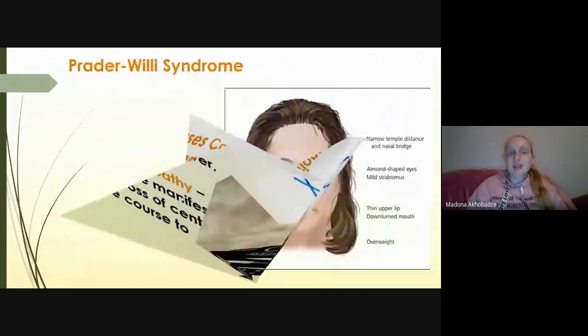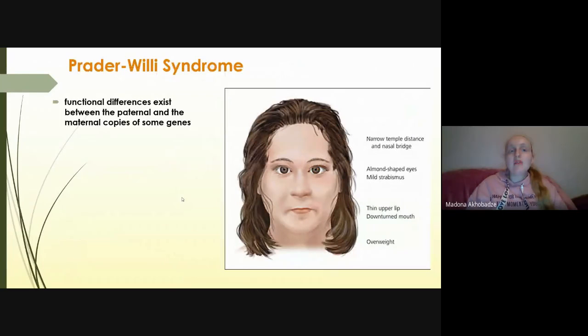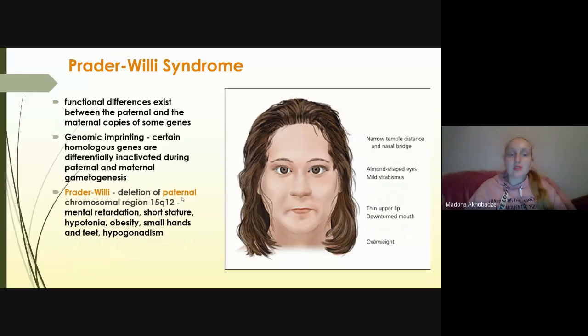Okay. And Prader-Willi syndrome: functional differences exist between the paternal and the maternal copies of some genes. Prader-Willi is a deletion of the paternal chromosome, and it causes mental retardation, short stature, hypotonia, obesity, small hands and feet, and hypogonadism. And that is not like the mitochondrial one, which is linked with maternal inheritance. This one is linked with paternal inheritance.